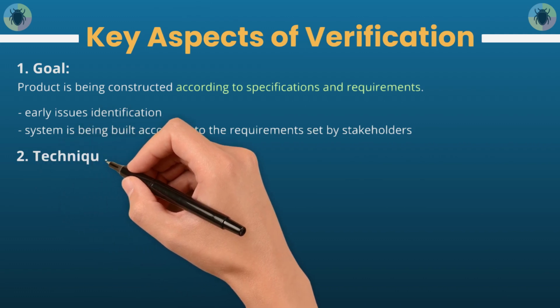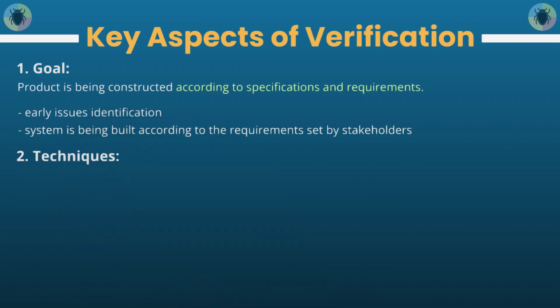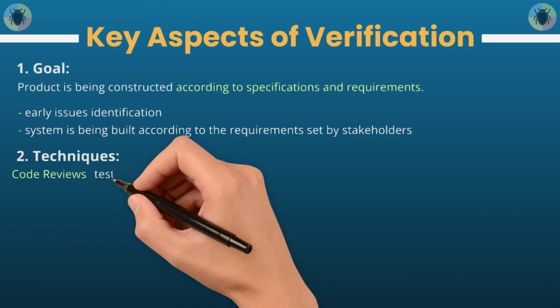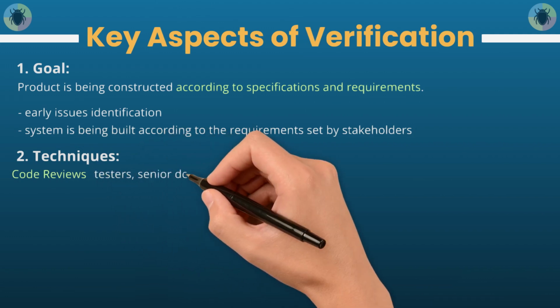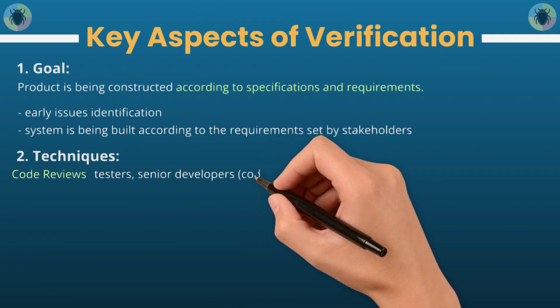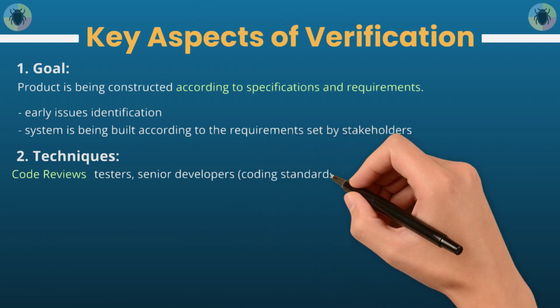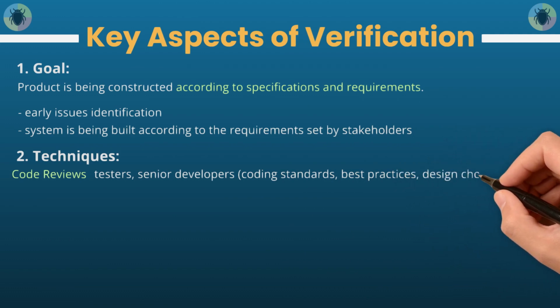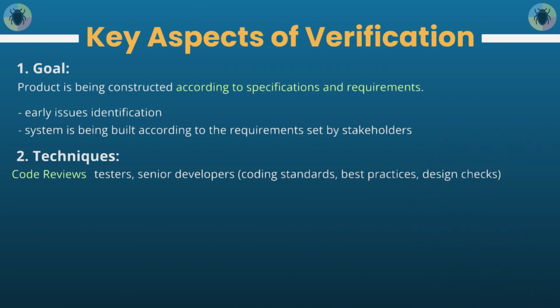2. Techniques. Verification employs a range of techniques to assess the correctness of the product. Code reviews. Regularly conducted by peers or senior developers, code reviews involve examining the source code to ensure it adheres to coding standards, follows best practices, and meets the design specifications. This helps in catching errors early and improves the overall quality of the code.